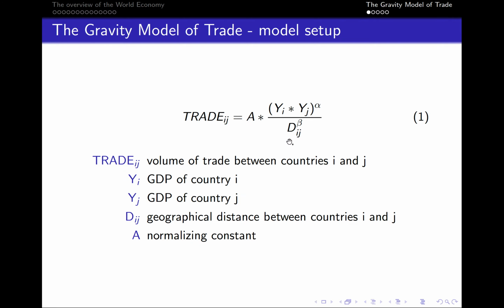Now, geographical distance. The bigger the distance between two countries, the higher the transportation cost. The higher the transportation cost, the lower the profitability of exports and imports. So, in this case, we predict that the bigger the distance between countries, the less they should trade with each other.